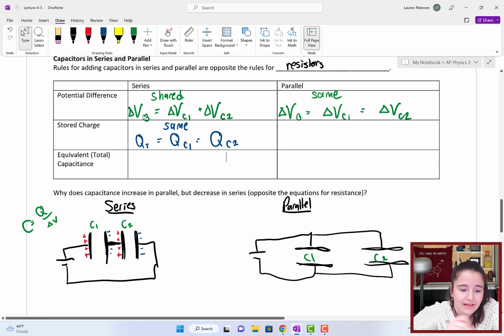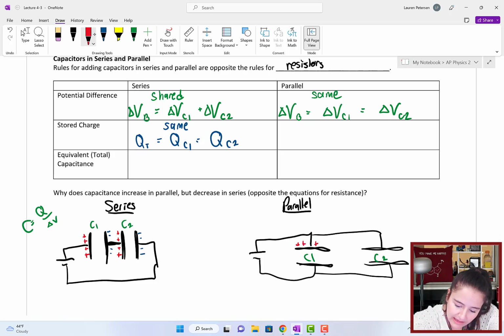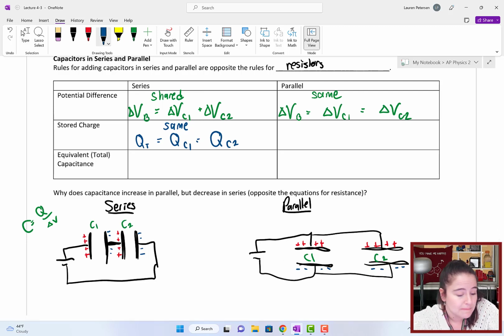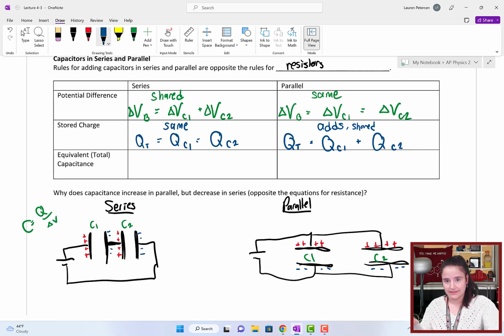But in parallel, you can think of the battery as pushing onto each capacitor independently. Each capacitor is seeing the full voltage of the battery. They're both stored in their own circuit. So the charge adds, or you can think of it as shared, where the total charge will equal the charge on capacitor 1 plus the charge on capacitor 2, etc.